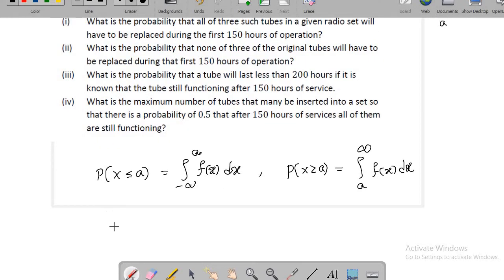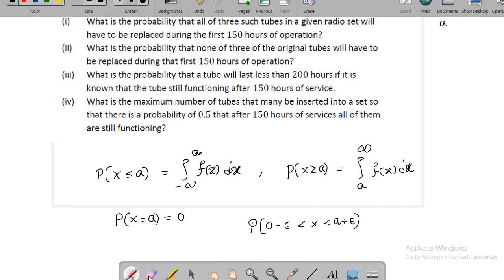Here, if you have a continuous random variable, we take the probability that x equals a to be 0. Why? Because when it is a continuous random variable, talking about one point doesn't make sense. If you want to talk about the neighborhood around a point, you can talk about the probability that a minus epsilon is less than x is less than a plus epsilon.